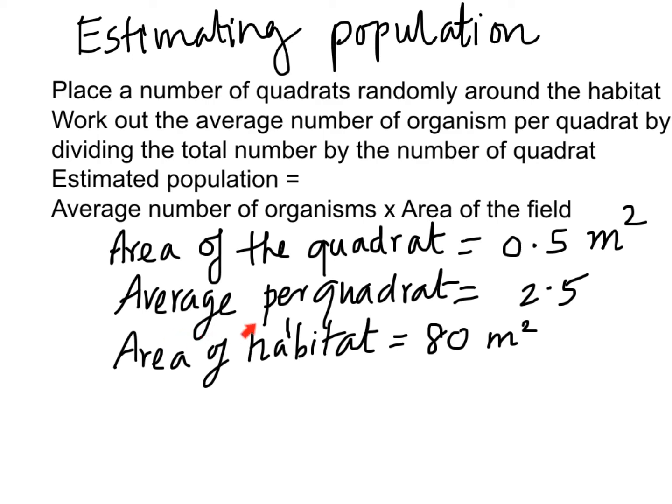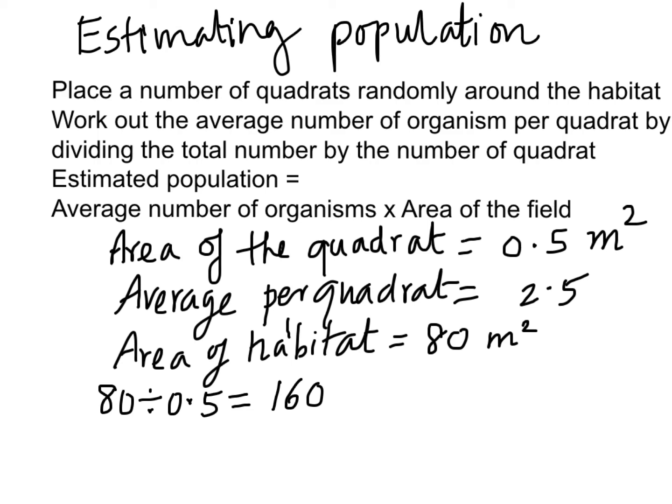Now, the average per quadrat is also given in the problem. The area of the habitat is given as 80 meters square. So your first task is to work out how many of this quadrat will fit in the habitat area. So in this case, 80 divided by 0.5 gives you 160. So what that means is that is the scale factor.